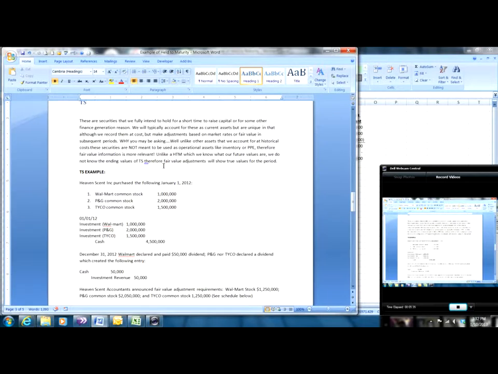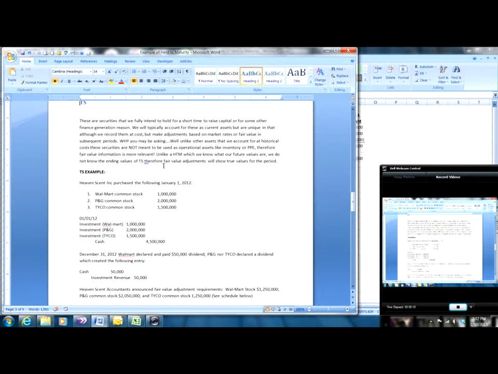They're stocks that we do intend to sell. We're going to hold them for whatever period we determine that we're going to hold them. We account for these as current assets, and you're going to see at the end where you go to look at how the financial statement presentation should look. Although we record them at cost, of course. You saw the purchase entry. So we record them at cost, but any adjustments that we have to make based on fair value or market rates, then in subsequent periods we will make those adjustments and book it to the income statement.